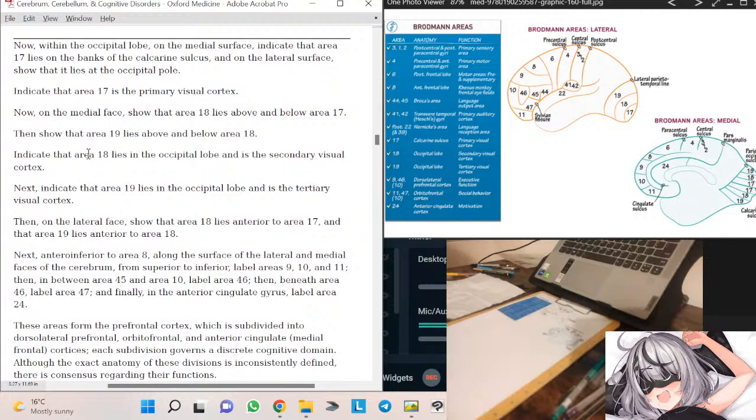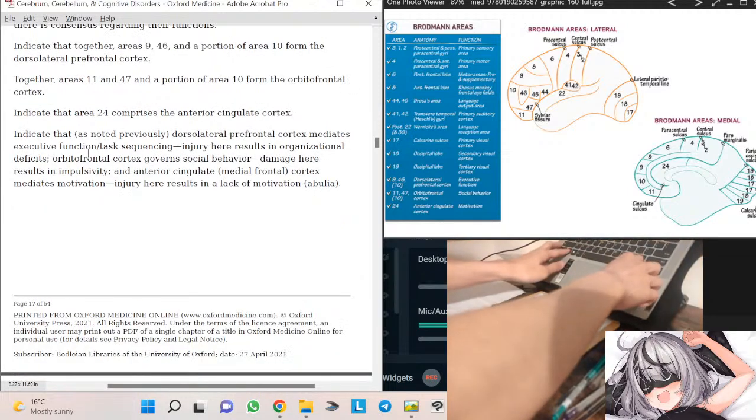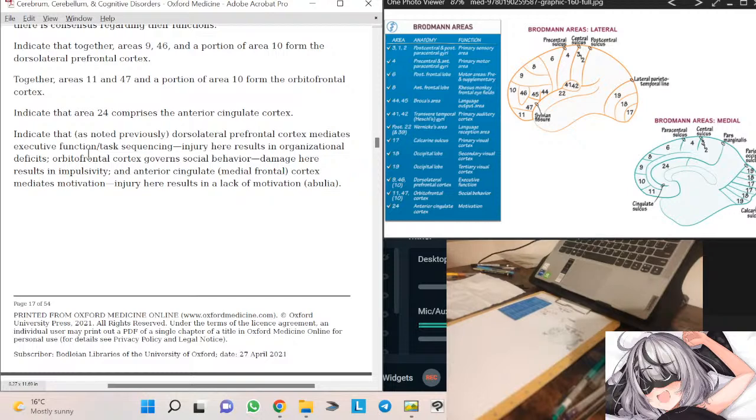Each subdivision governs a discrete cognitive domain. Although the exact anatomy of this division is inconsistently defined, there is consensus regarding their functions. Indicate that together, areas 9, 46, and a portion of area 10 form the dorsolateral prefrontal cortex.